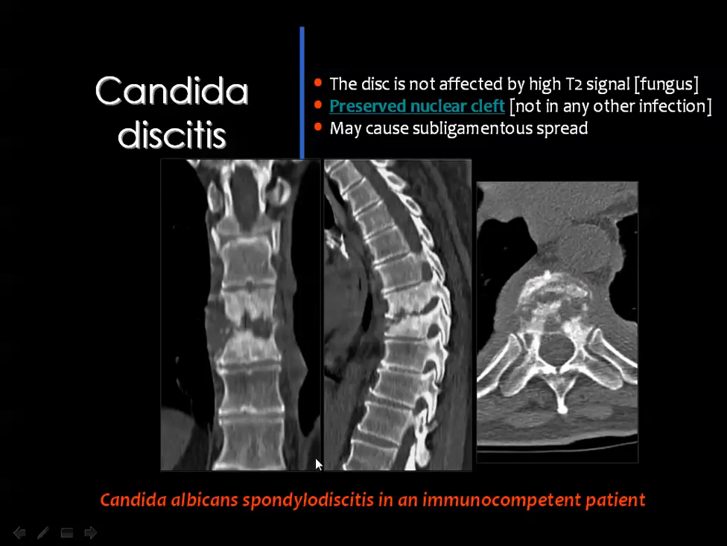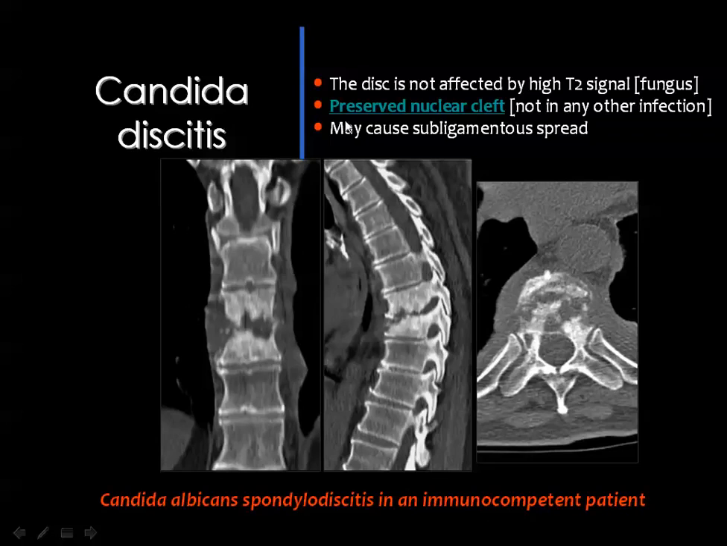Then here, if you look in, you can see some erosive changes in the vertebral end plates, narrowing of the intervening disc, and a good amount of pre- and paravertebral inflammatory granulation tissue, which cannot be differentiated from pyogenic or tuberculous osteomyelitis or spondylodiscitis.